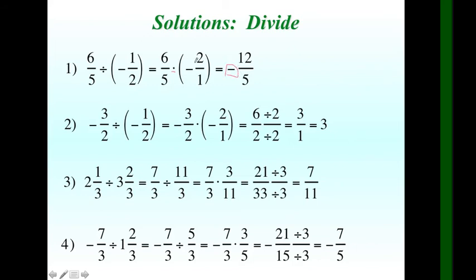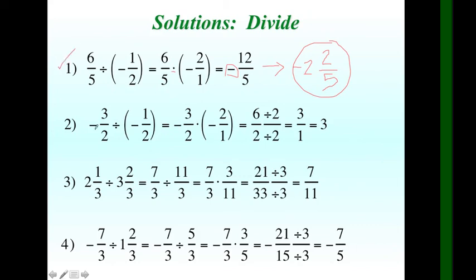Then 6 times 2 is 12, and 5 times 1 is 5. In simplest form, this is equal to negative. How many 5 do we have in 12? 2. So we have 2, and 2 times 5 is 10. Then 12 minus 10 is 2. Then just copy the denominator. So this will be our final answer for this particular example in number 1.